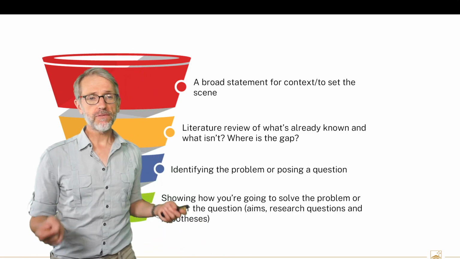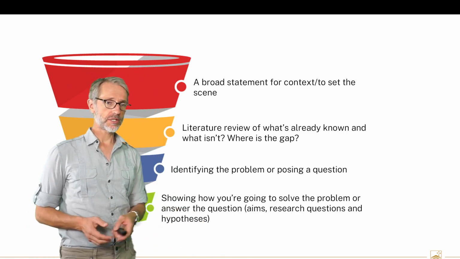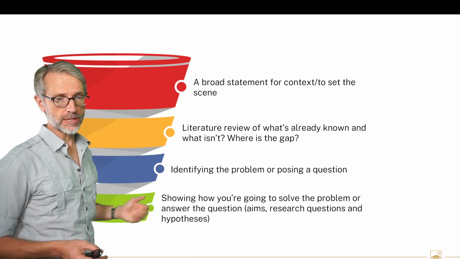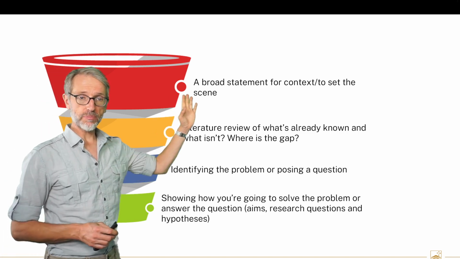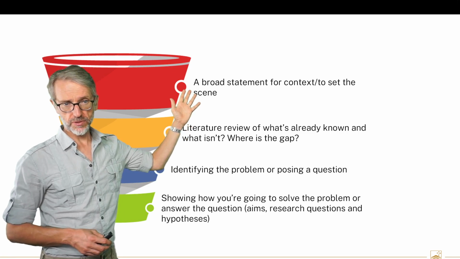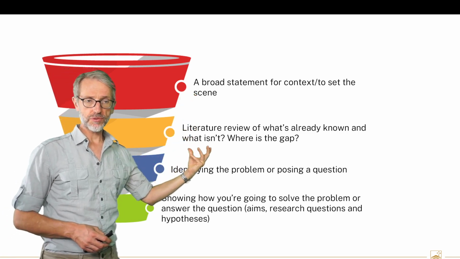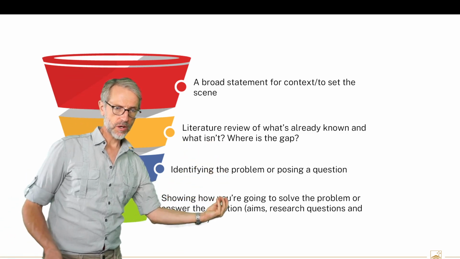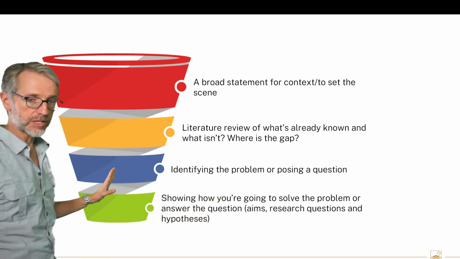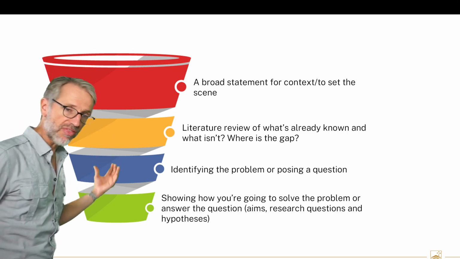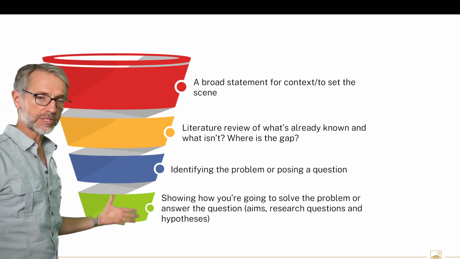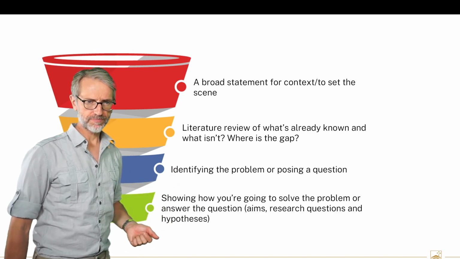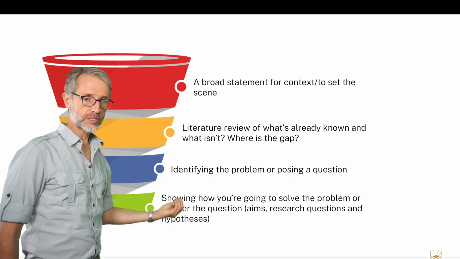In fact, every section in an academic paper uses what we see here, the writing funnel, in which at the start a broad statement around the context is first given, and then progressively, through a literature review of what's known and perhaps what isn't, and where the gaps are within that literature, slowly refining to the point that you identify a problem or a general question, and then come down to specific hypotheses and perhaps identify a way in which you're going to tackle that problem. The writing funnel, from broad down to narrow.